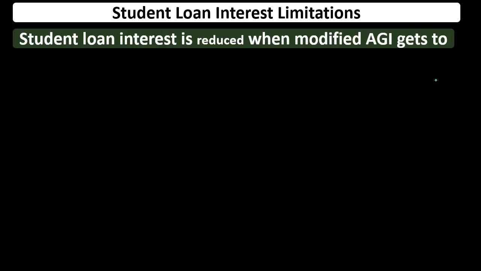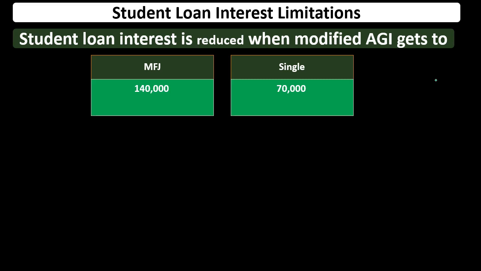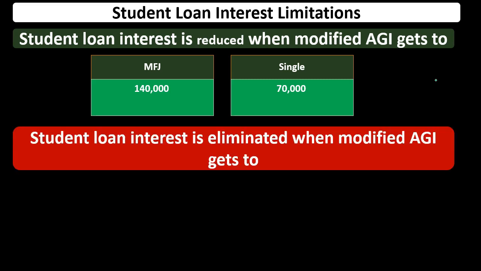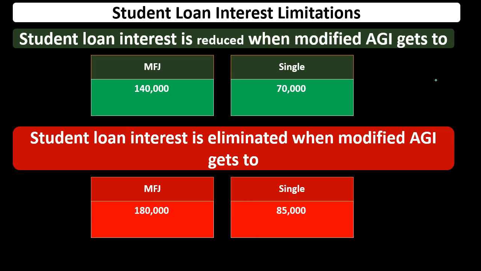Student loan interest limitations. Student loan interest is reduced when modified AGI gets to, so we're going to take that modified AGI and reduce the amount when it gets up to married filing joint, $140,000, or single, $70,000. Student loan interest is eliminated when modified adjusted gross income gets to $180,000 for married filing joint, or $85,000 for single.